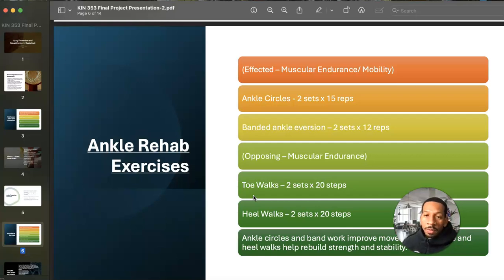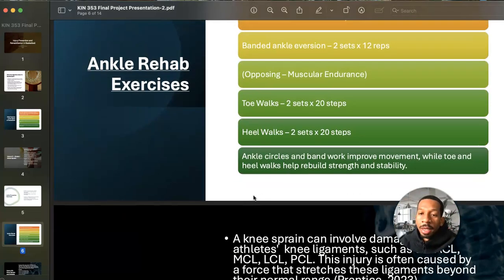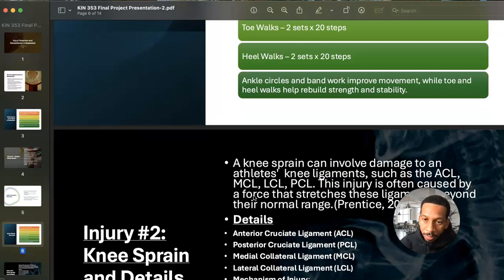For our opposing area, we'll focus on muscular endurance, so we'll be doing toe walks, 2 sets of 20 steps, and we'll transition into heel walks, 2 sets of 20 steps as well. The ankle circles and band work improve movement, while the toe and heel walks help build strength and mobility.